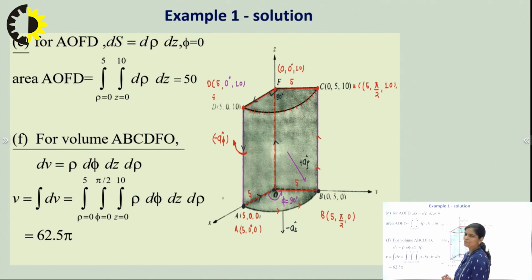Now in the last part we have to find out the volume for A, B, C, D, F, O. So write down here the formula rho d phi dz d rho, and you all know you can write down the limits. Rho is equal to 0 to 5, phi is equal to 0 to pi by 2, z is equal to 0 to 10. So like this we can find out the volume, that is equal to 62.5 pi.